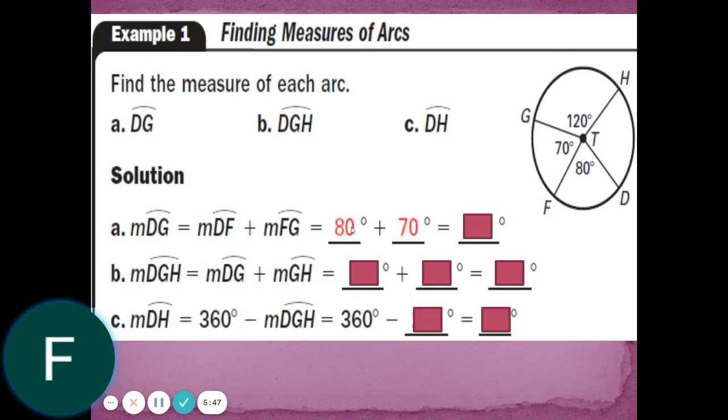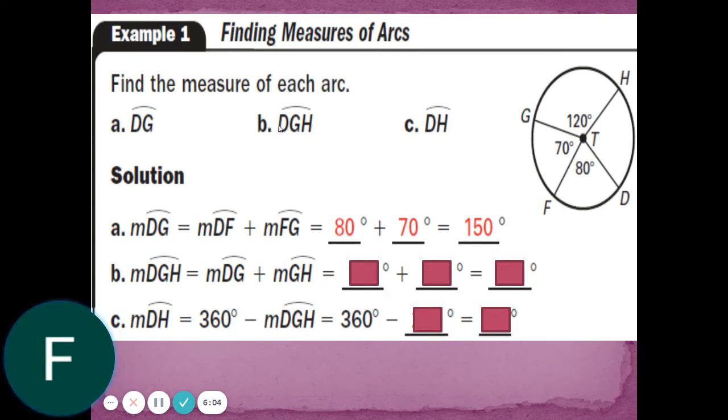So I can add those together because we have an arc addition postulate that says DG is equal to the parts added up. So 150 would be the total measure of the minor arc from D to G.